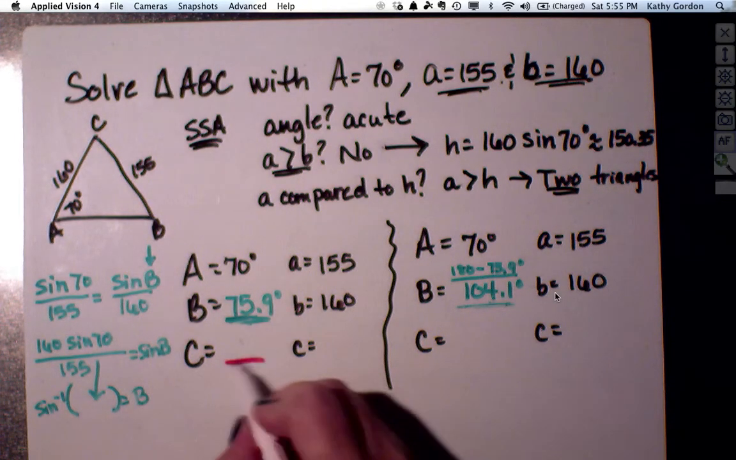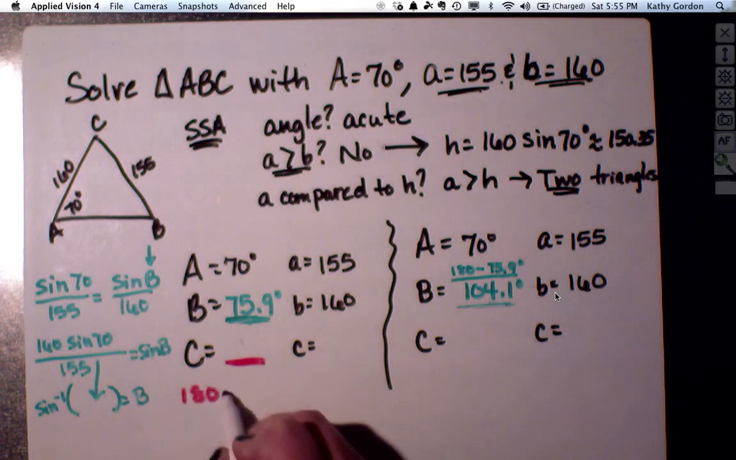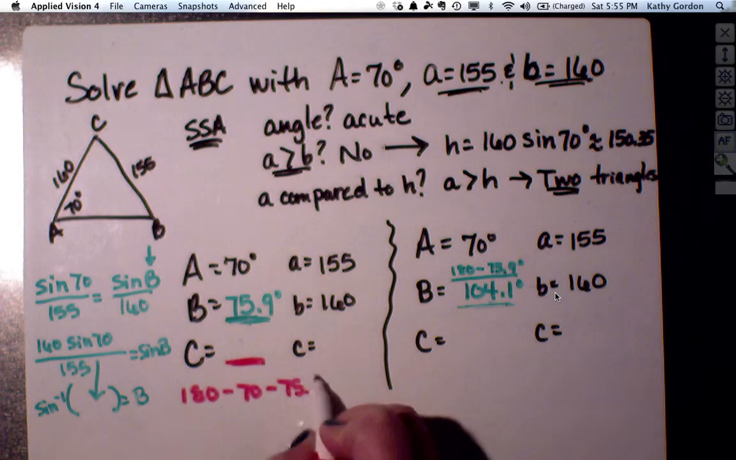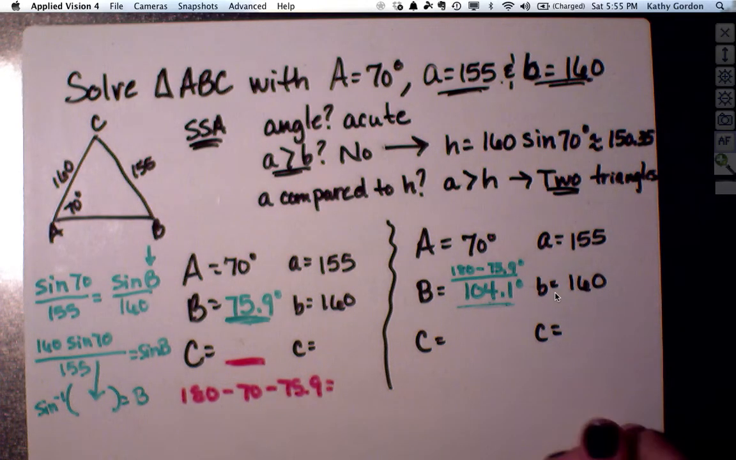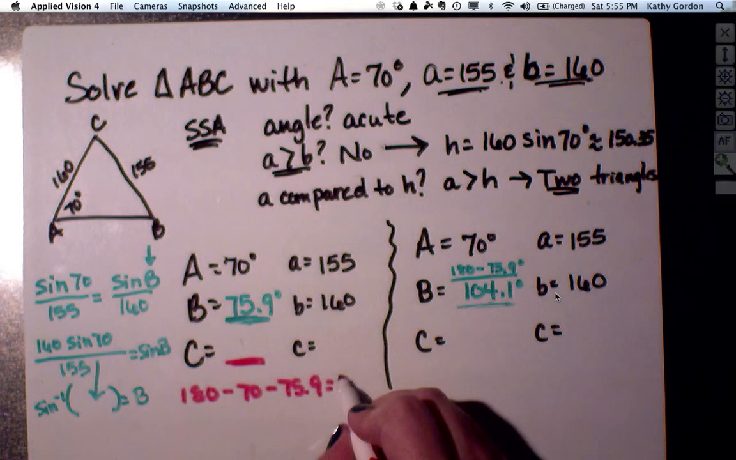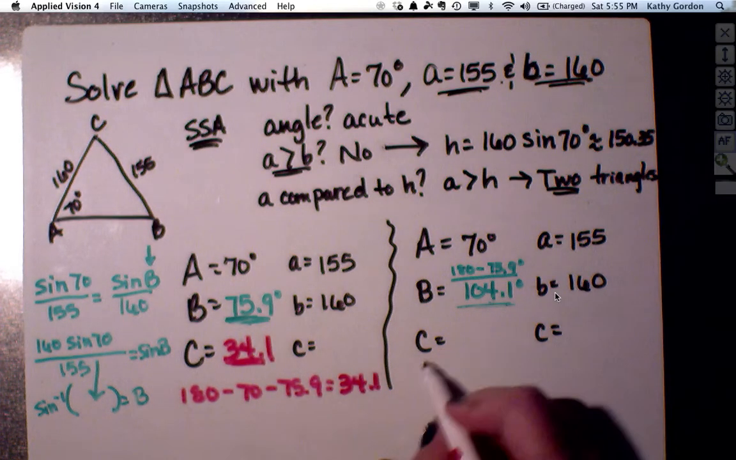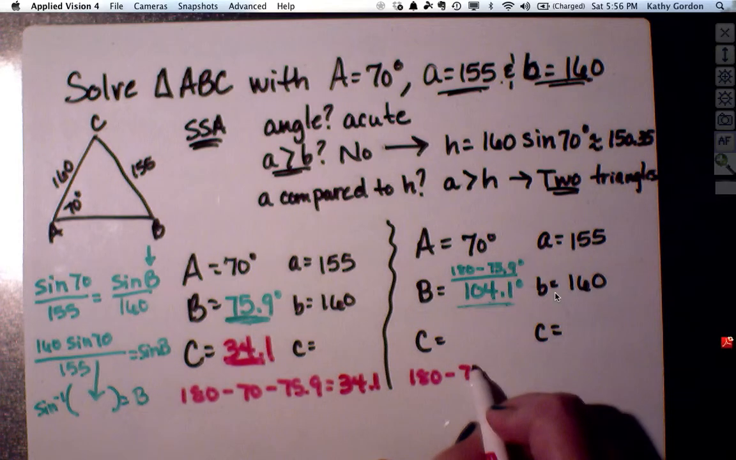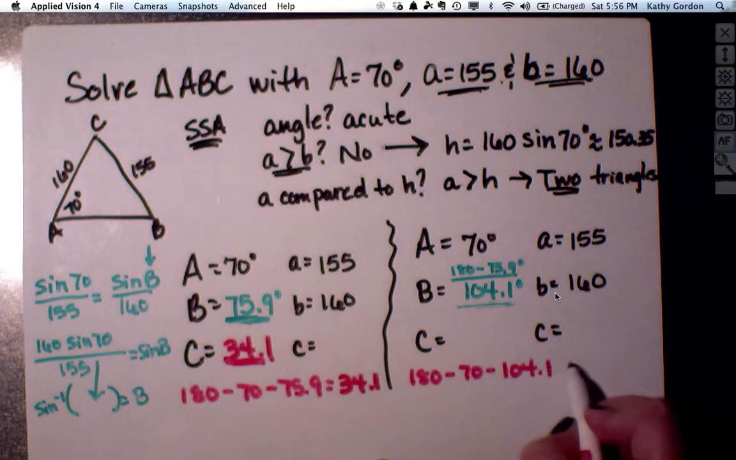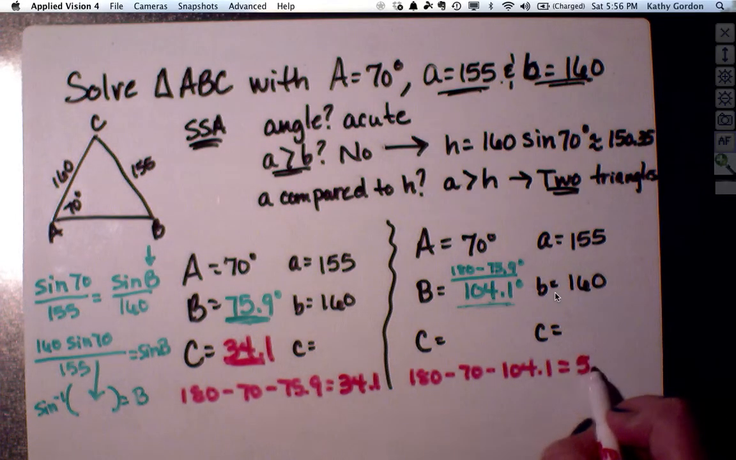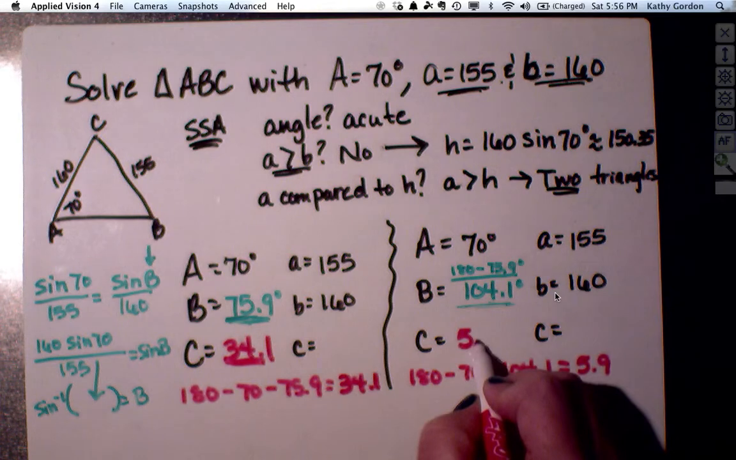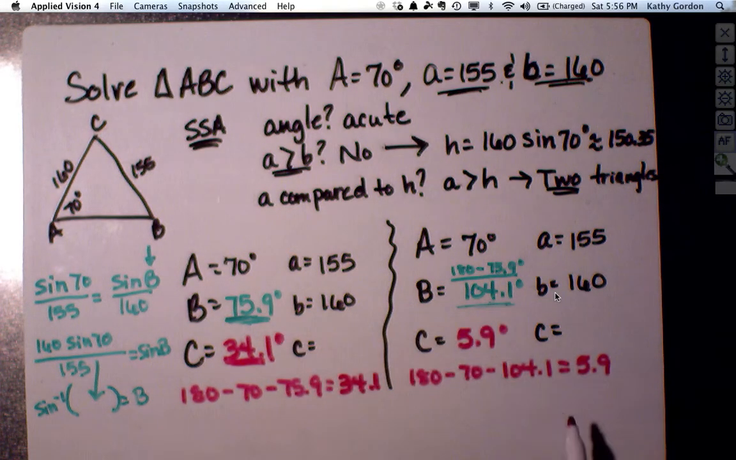Okay, so in this case, I can now find angle C by taking 180 minus 70 minus 75.9, and that gets us a 34.1. So that's angle C. I can do the same thing here, but now what I'm subtracting is 180 minus 70 minus the 104.1. And so here I get a very tiny angle of 5.9. Okay, degrees on both of those since they're angle measures. So my process isn't changing, but the numbers I'm using are going to be a little bit different, and that's what's going to affect my overall solution for each triangle.